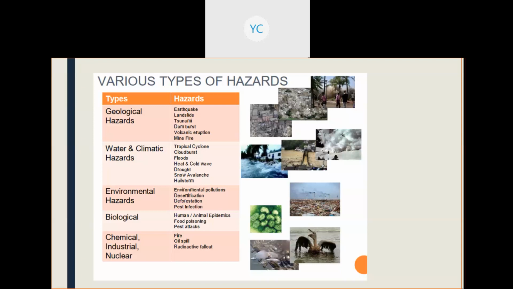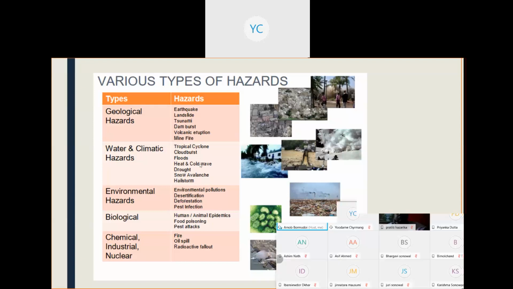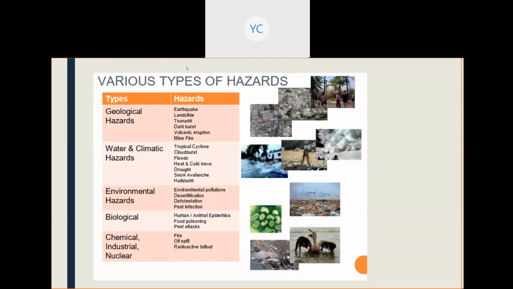If you look at this slide here, these are examples of some of the hazards. They can be categorized into different categories. For example, you can categorize according to the origin of the hazard, such as geological hazards, water and climatic hazards, environmental, biological, chemical, industrial, nuclear, or even the list may become bigger. Just an example, so I needn't really explain these things, you know already.